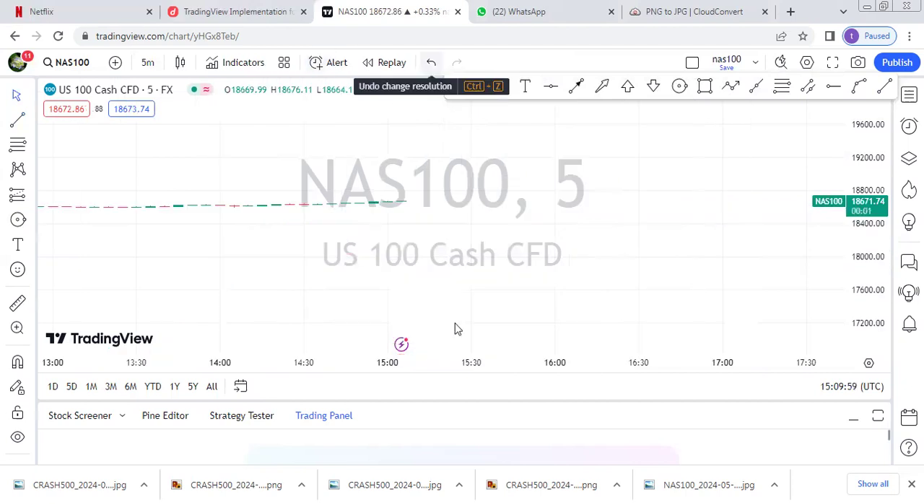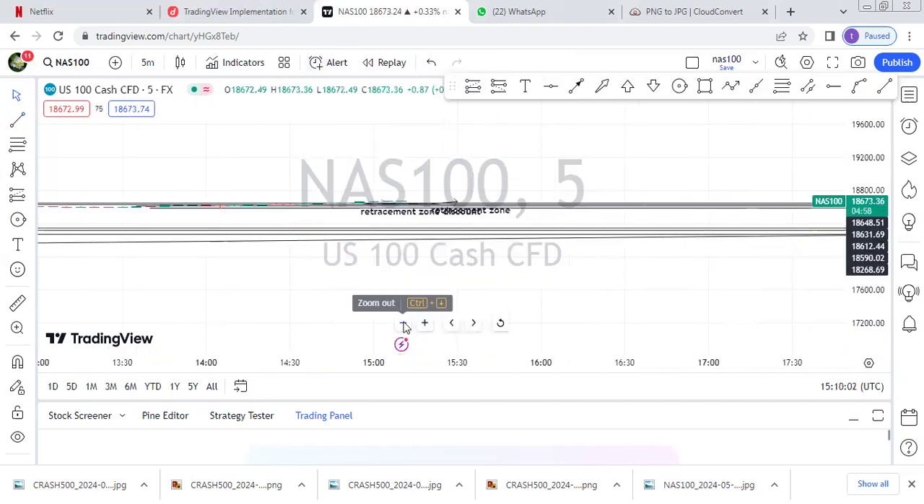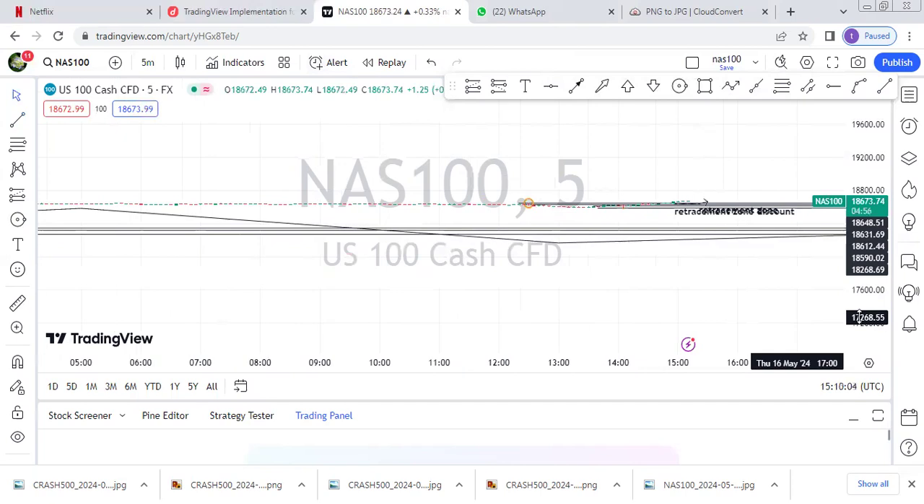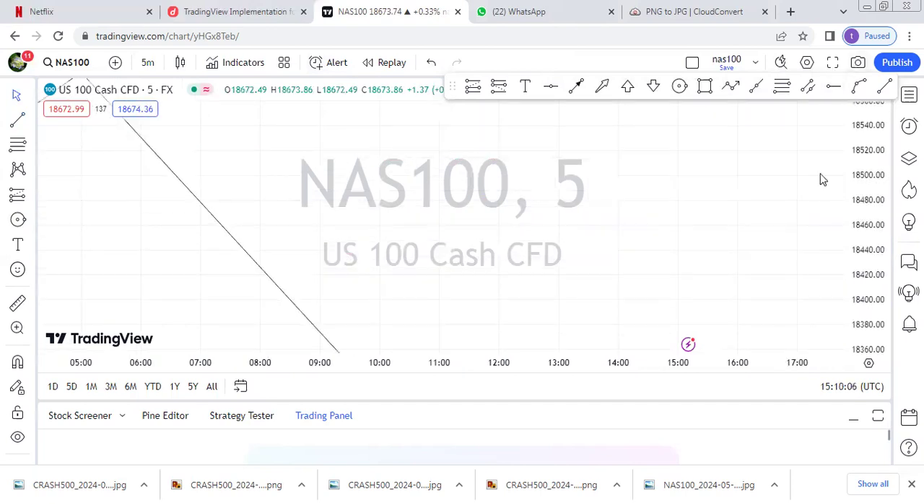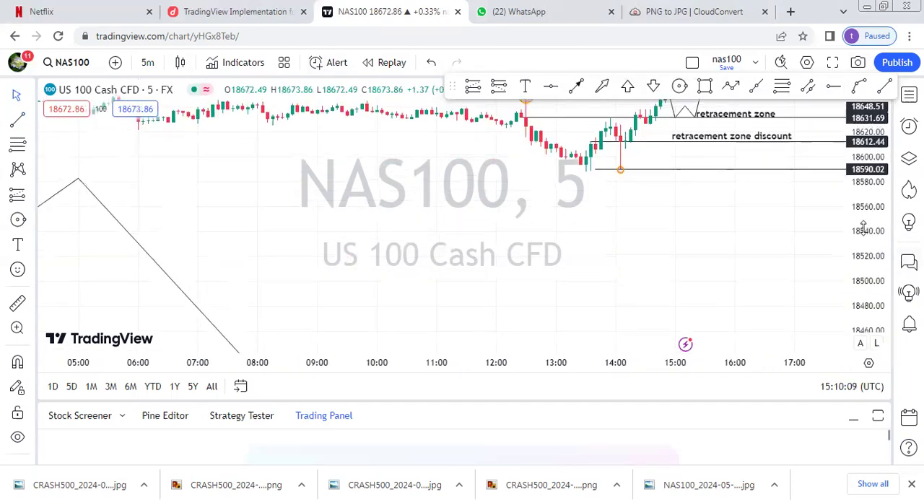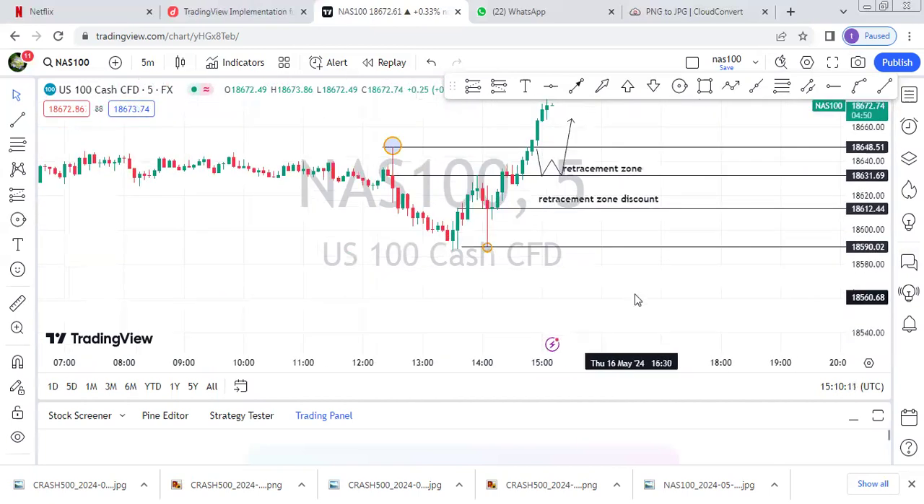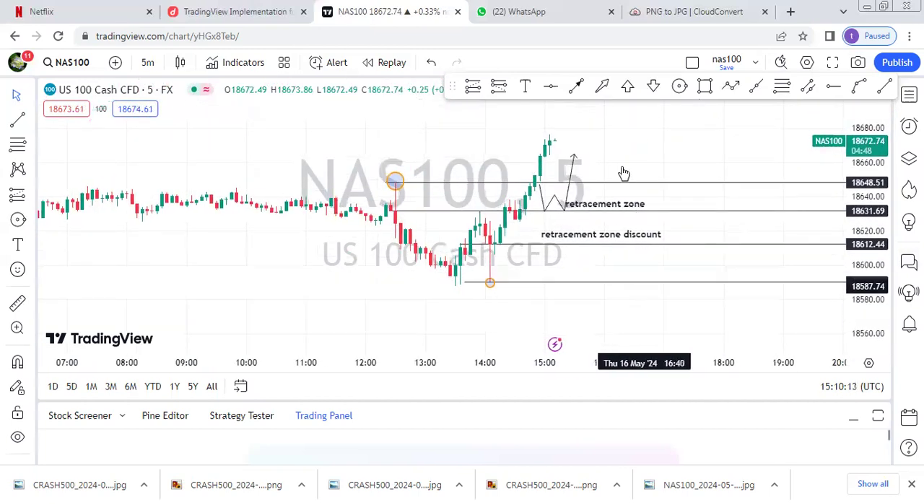Going back to 5 minutes. So you see that we'll be patient for the market to push down to this retracement area.